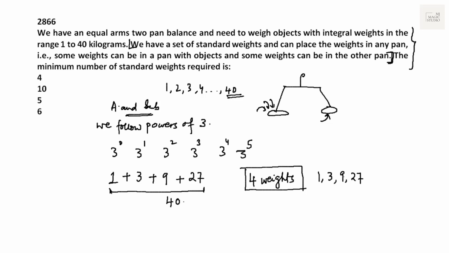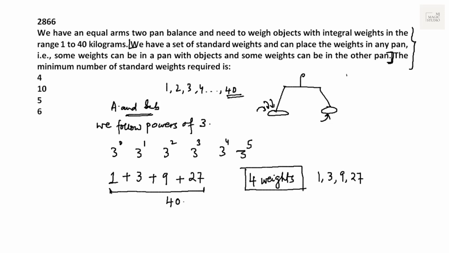7 is 9 plus 1 minus 3. 8 is 9 minus 1. 10 is 9 plus 1. You will see that you can get any number till 40 if addition and subtraction both are allowed.